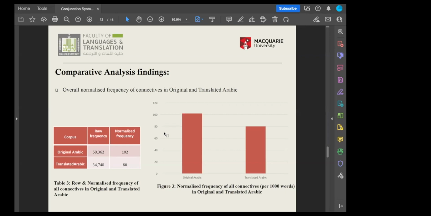we can assume that this kind of effect comes from English, because the English language tends to use a lower frequency of connectives than Arabic. Also, when the factors of register and time span are considered, overall findings also show some significant differences between the subcorpora.